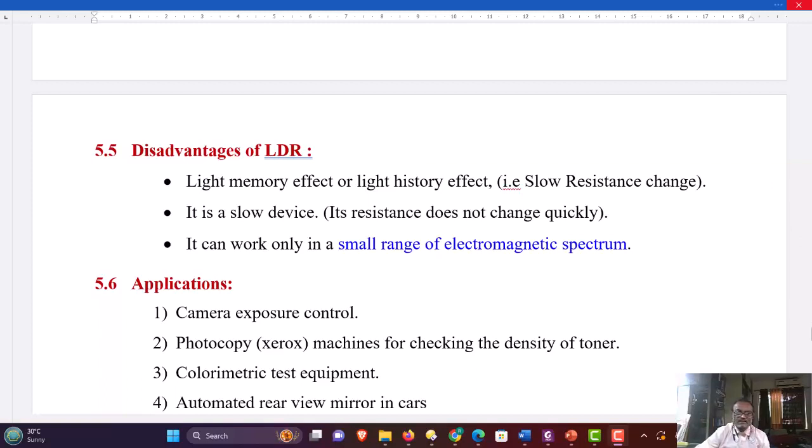LDRs work only over a small range of electromagnetic spectrum, and therefore they are sensitive to a particular wavelength only and cannot be used for a wider range of electromagnetic radiation detection.